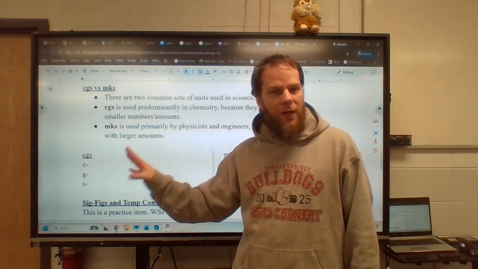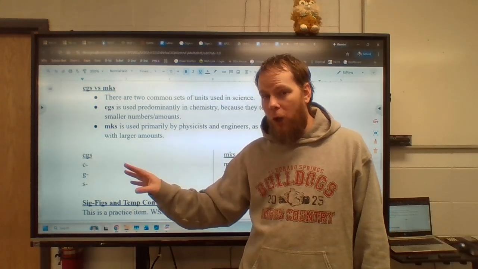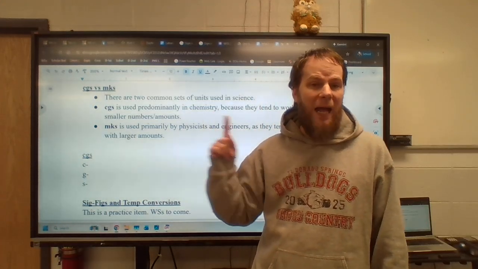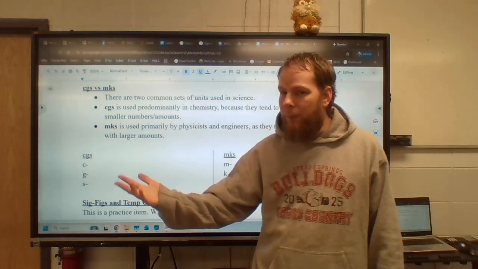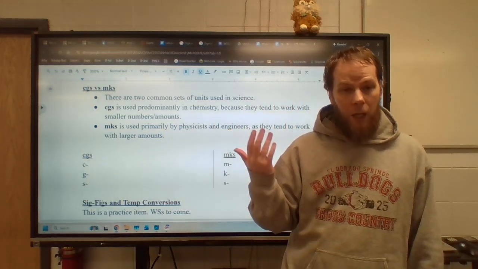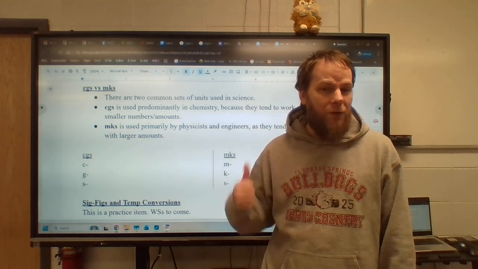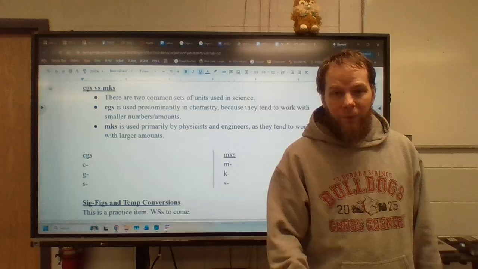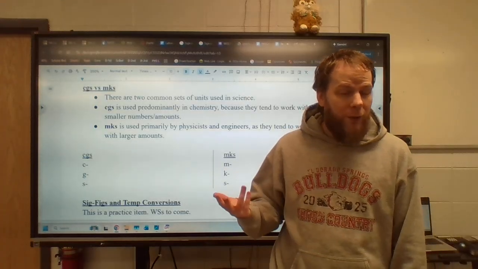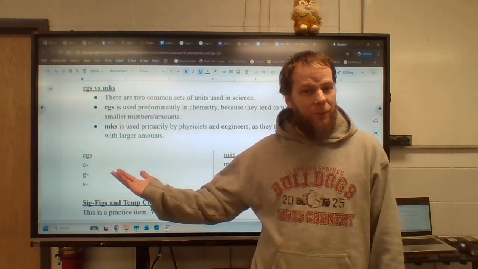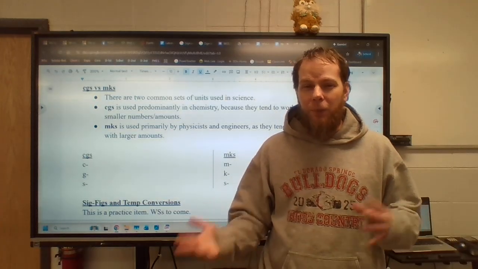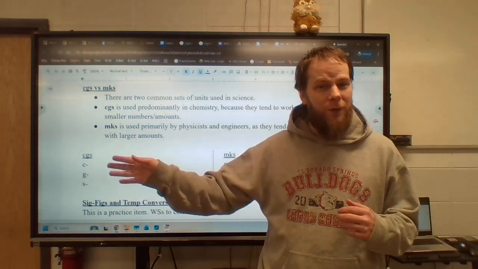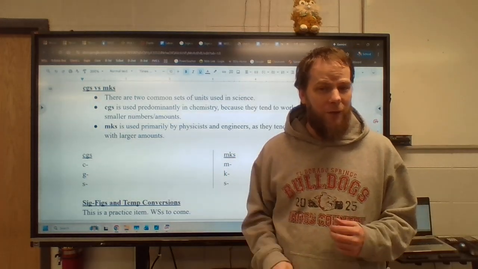We use CGS when we're dealing with small amounts. Chemists and biologists, which you need to add to this up here. CGS is primarily used by chemistry and biology. MKS is used much more often by physicists and engineers. Architects also are going to tend to work here, but they can sometimes end up working on this side depending on what they're building. Carpenters are technically architects and engineers, but they tend to veer more on this side than this side.